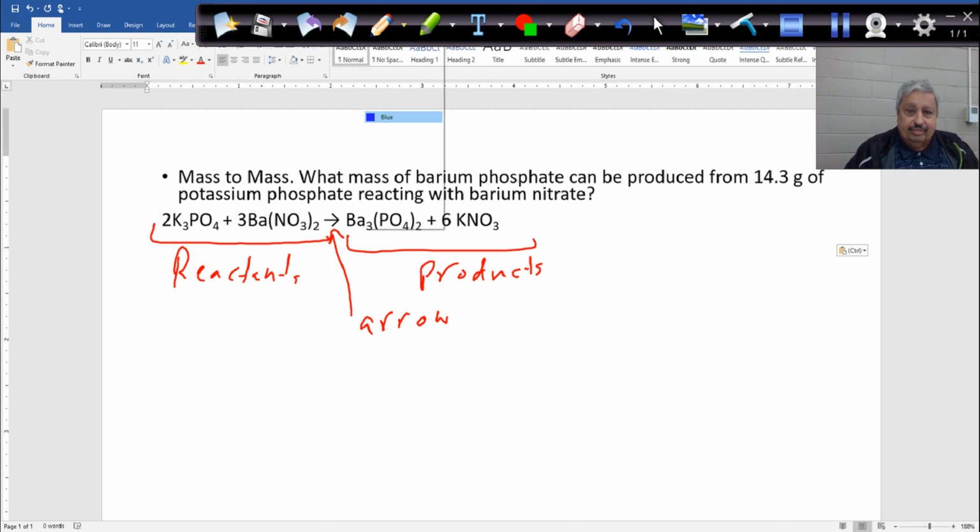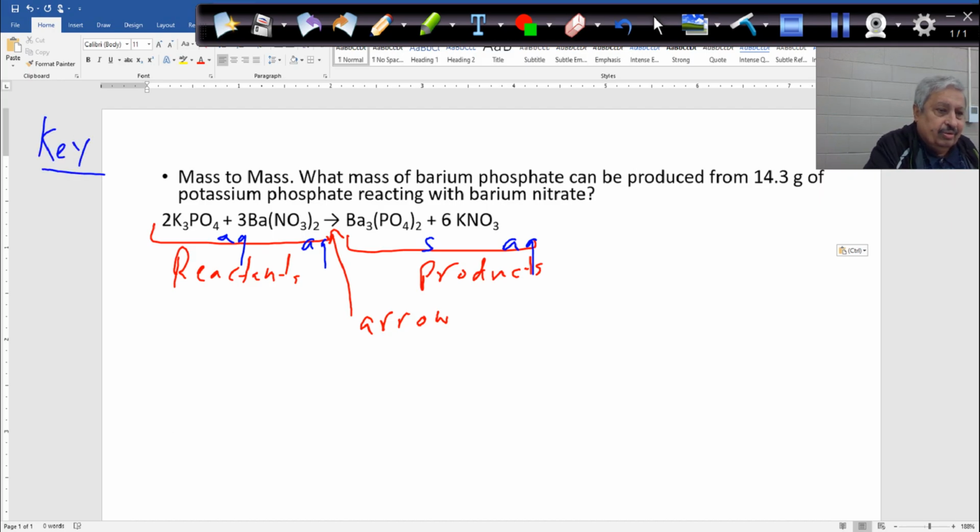And I put for you here, this is potassium, all soluble, AQ. Barium is AQ. And this is solid. This is AQ, aqueous. So you know what AQ is? Did we have that before? Yes or no? AQ means aqueous, soluble in H2O. S means solid. G means gas. L means liquid.